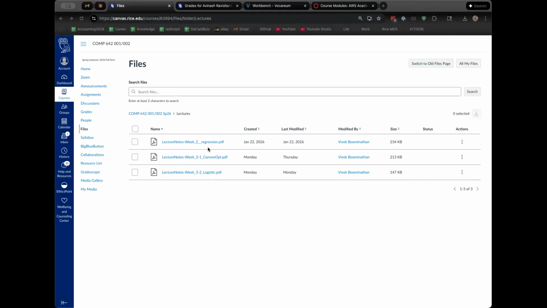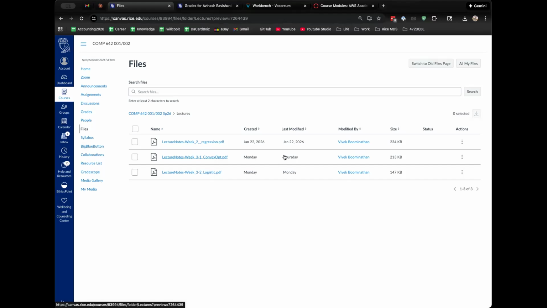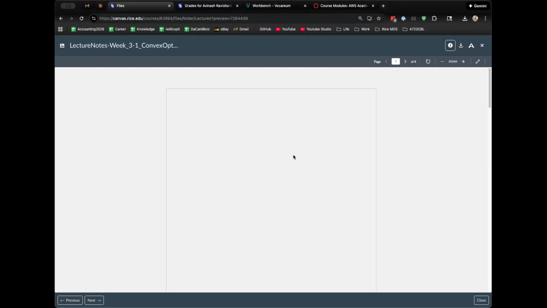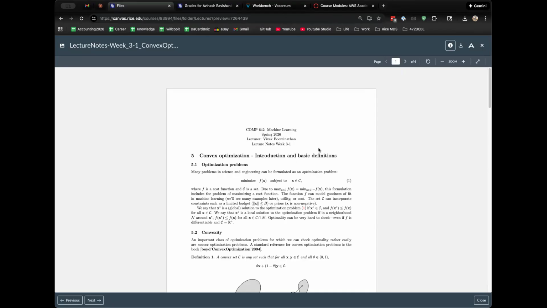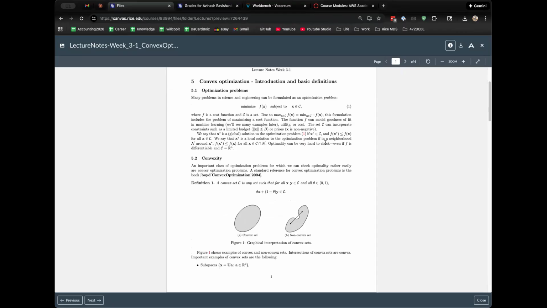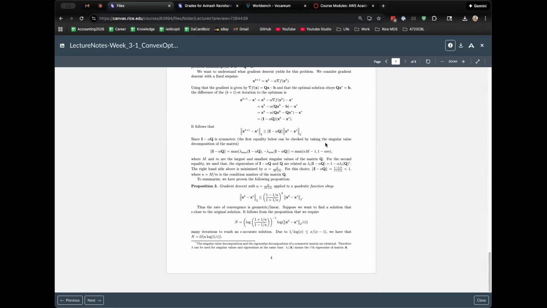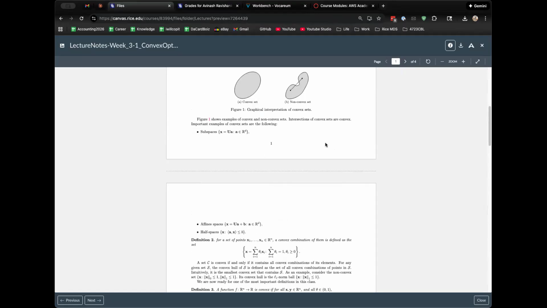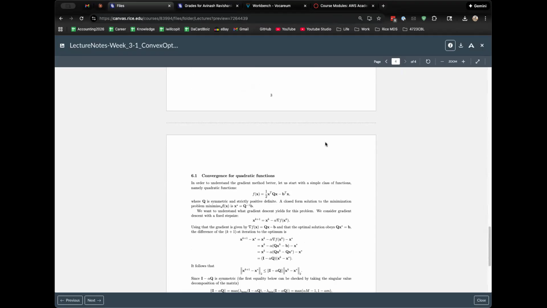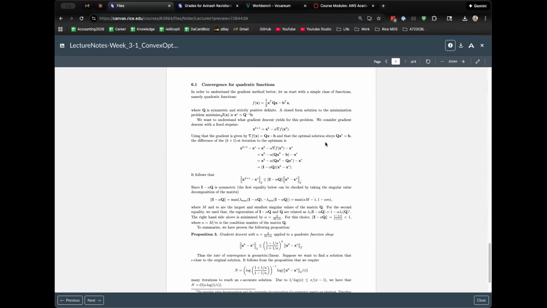Can I open this one to go through here? Let me see. Convex. Before that, I'll take a 2 minute break. Oh, this one's only 4 pages. 2 pages? Oh my God.